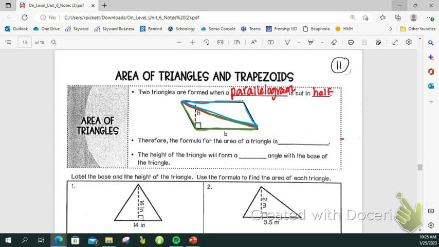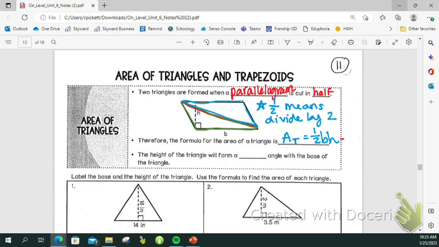We know that the formula for area of a parallelogram is base times height. So if a triangle is half of a parallelogram, then that means to find the area of a triangle, we're going to do 1/2 base times height. Remember that 1/2 means divide by 2. So we have to do base times height and then divide it by 2. But on your star chart, you're going to see that the formula is written as area equals 1/2 base times height.